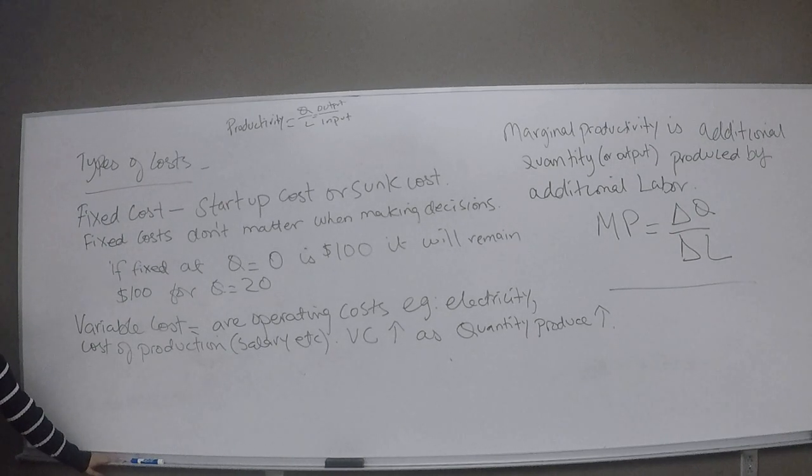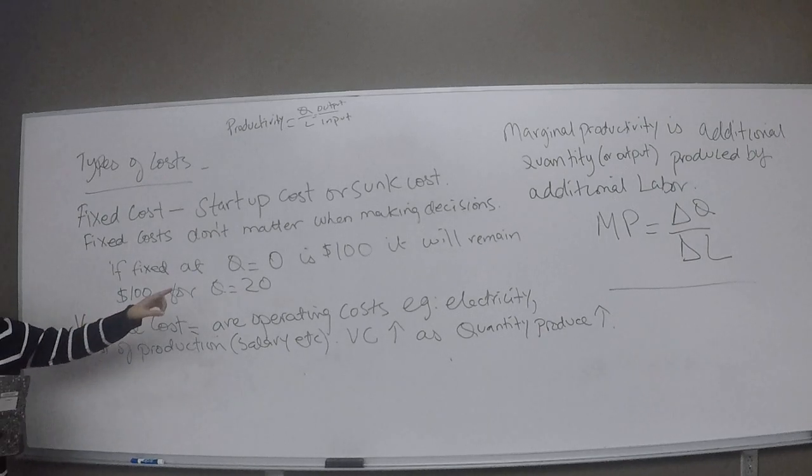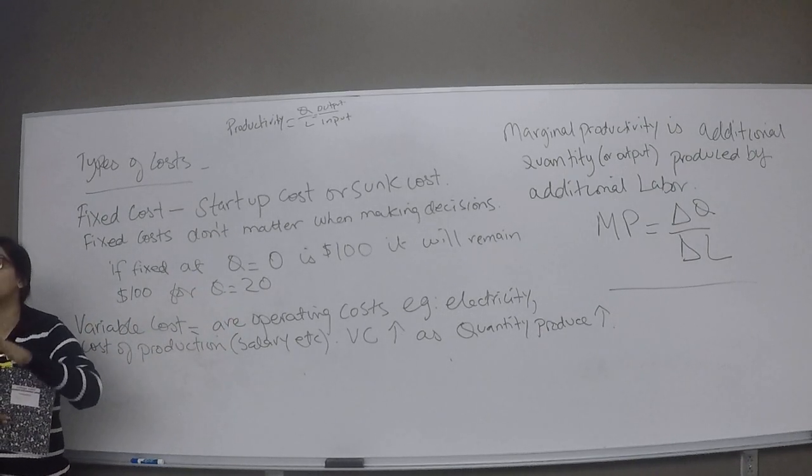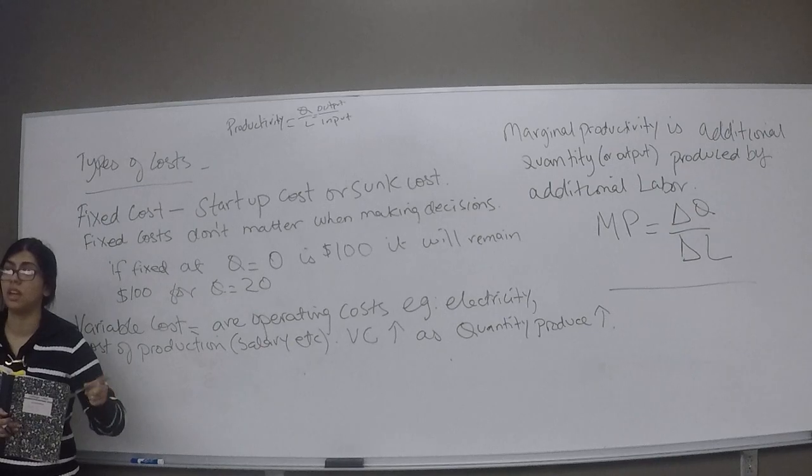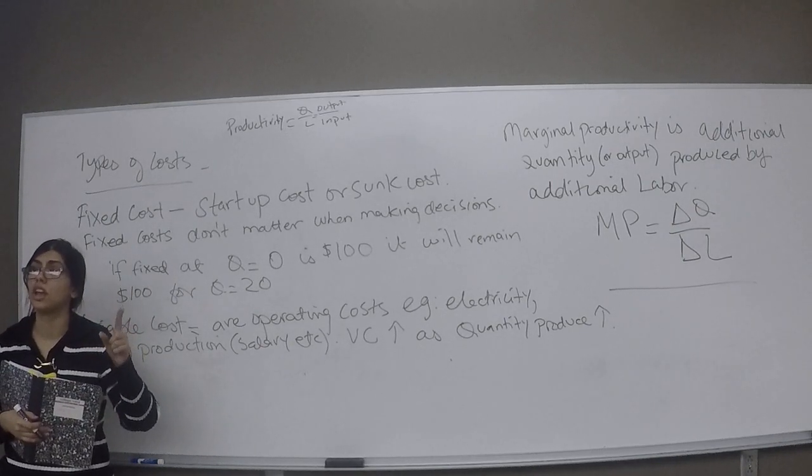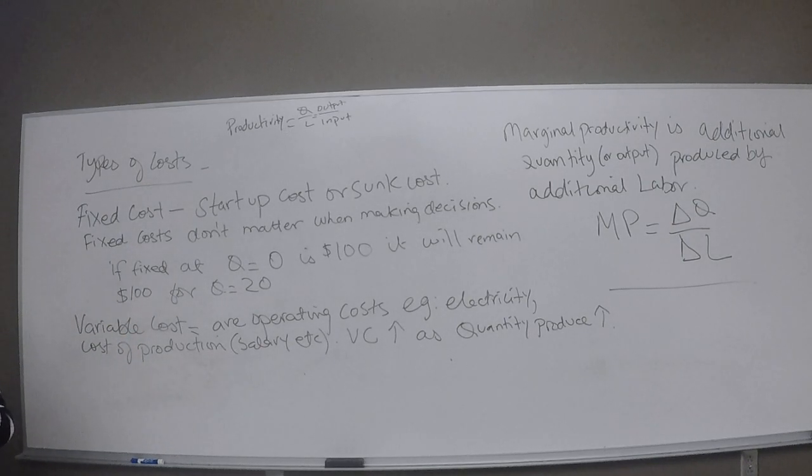Could you explain what it says below fixed cost? If fixed cost at Q equals 0 is 100, it will remain 100. When zero quantity is produced, fixed cost is 100. So even when you're not producing anything, there's a fixed cost. Fixed cost is a startup cost, so even when quantity produced is 0, you still have a startup cost.